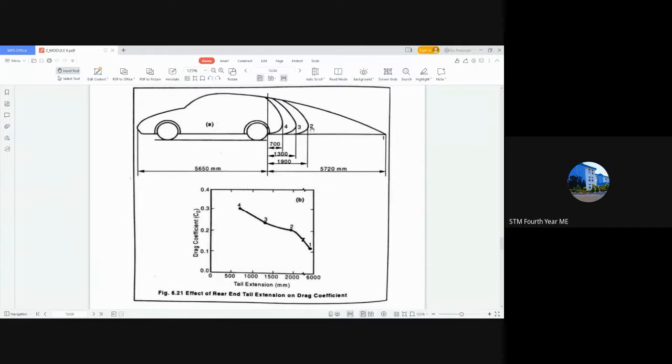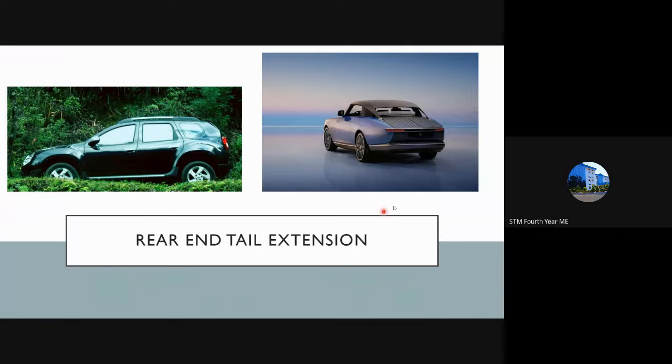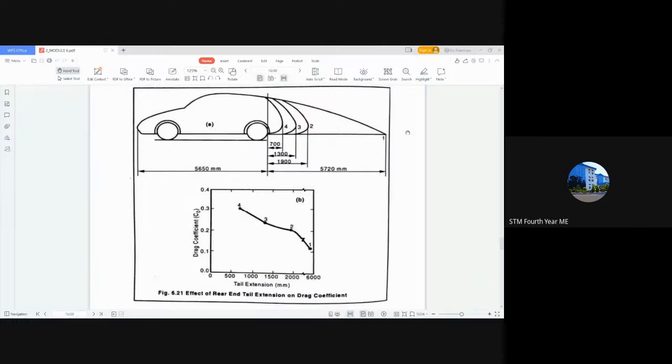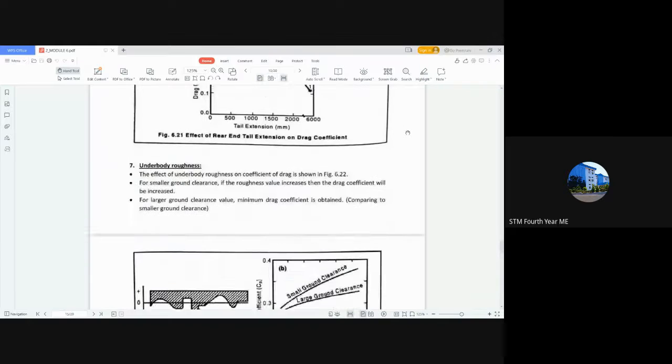So about 2, or you can see the coupe that is shown here. So each case of tail extension is there, and according to the tail extension, the region that is formed here will be lesser. So you have to reduce this area. So if you are reducing the area behind the vehicle for turbulent flow or the vortices that occur, then the base drag will be reduced, thereby reducing coefficient of drag. So that is the importance of a rear end tail extension.